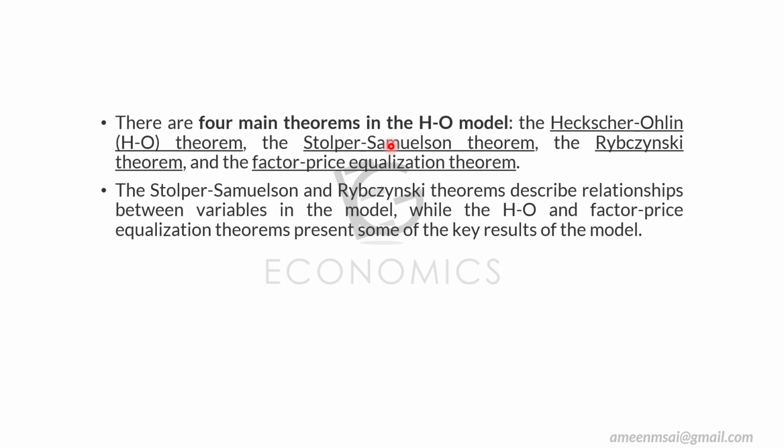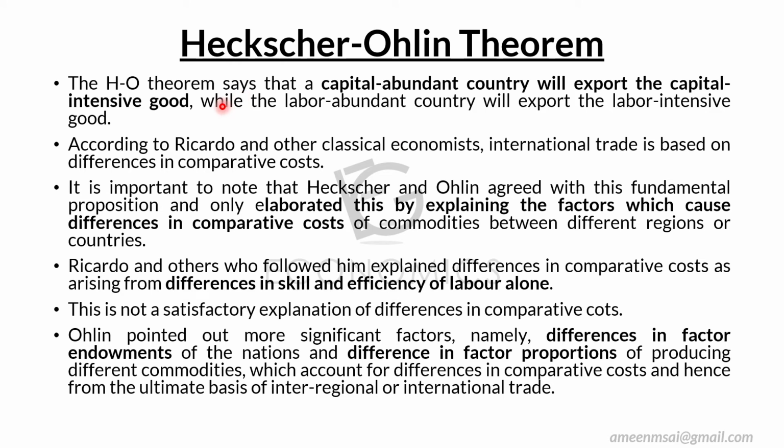Hope that each and every point till now is clear to you. We are going deep into the Heckscher-Ohlin theorem. What the HO theorem says is that a capital abundant country will export the capital intensive good, while the labor abundant country will export the labor intensive good. So if a country has more capital, it will produce more capital intensive goods and will export that good.